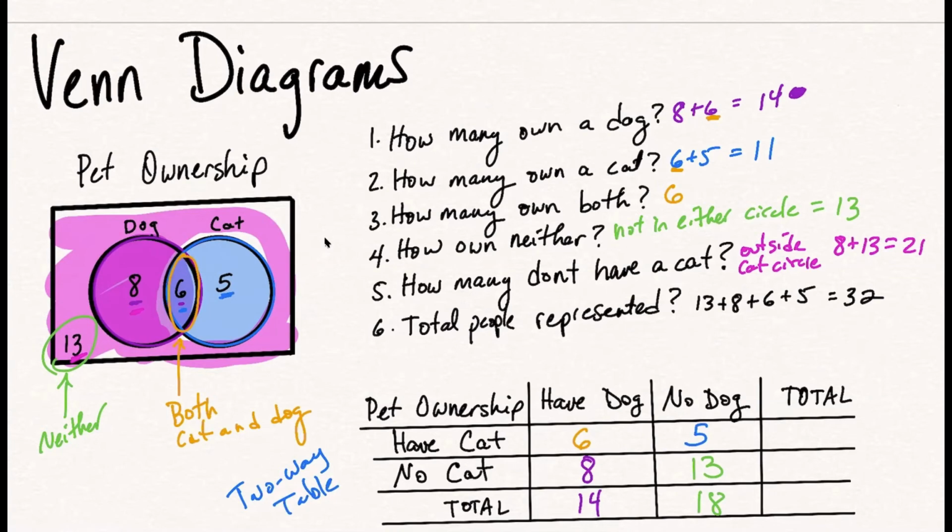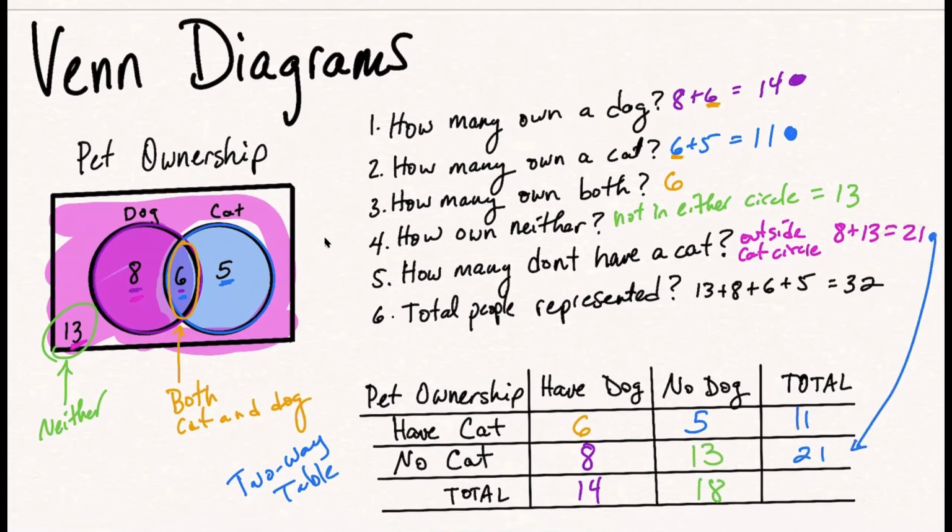Okay, and then we can find these totals over here on the right by adding across. So how many total people have a cat? 11. And you see this is that same 11 we got up here in number 2. Okay, how many people have no cat? Add 8 and 13 to get 21. And you see that's the same 21 we saw here.